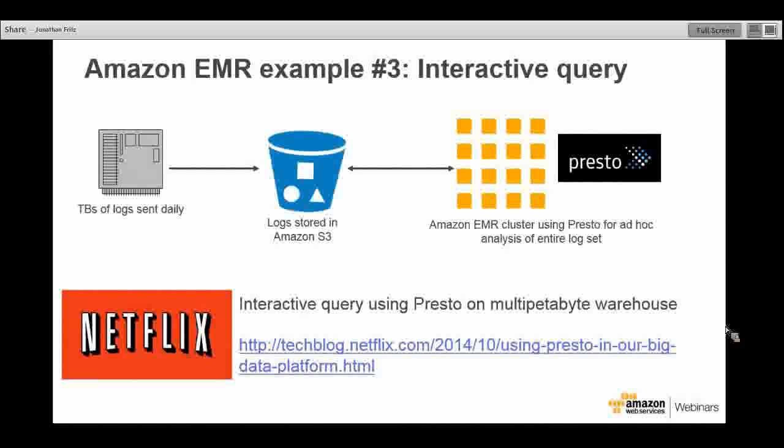Ad hoc query over S3 is another very common use case. This also highlights the use of bootstrap actions. Netflix wrote in their blog about a way they use EMR where they have a petabyte data warehouse, a lot of data in S3, and they create EMR clusters when their data scientists want to do some ad hoc analysis using Presto, which is a tool that we don't officially support, but we have a bootstrap action that easily installs it on an EMR cluster, and you can read data from S3 directly and do very, very fast SQL queries, and it has ANSI SQL support.